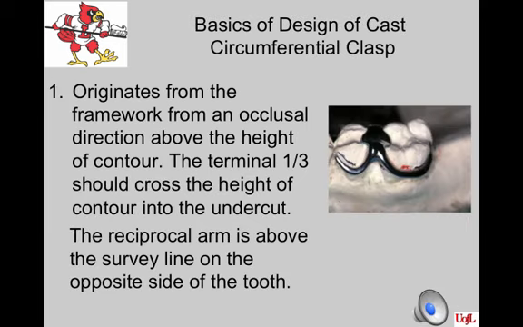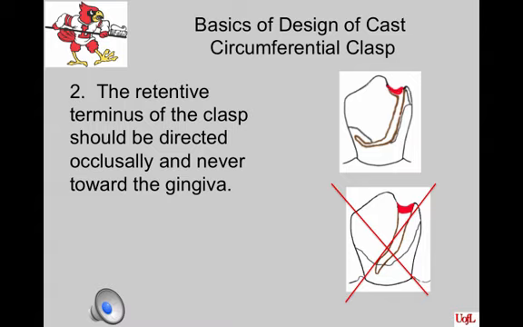Some basics of design of the cast circumferential. Number one, it originates from the framework from an occlusal direction above the height of contour, and it gently slopes until the terminal third crosses the height of contour and goes into the 0.01 undercut. The reciprocal arm is above the survey line on the opposite side of the tooth. The retentive terminus of the clasp should be directed occlusally and never toward the gingiva. It should not look like it's a diving airplane ready to crash. It should follow the form of the marginal gingiva by sloping upward.